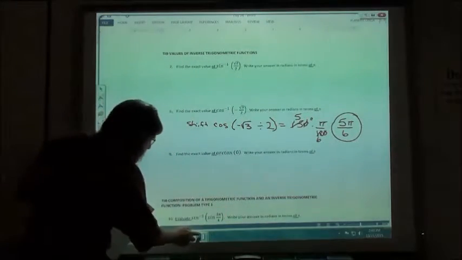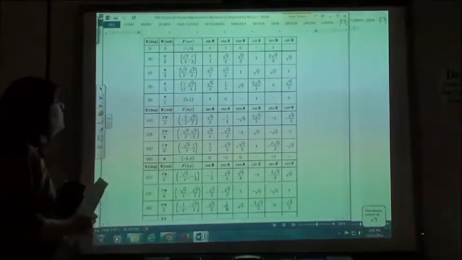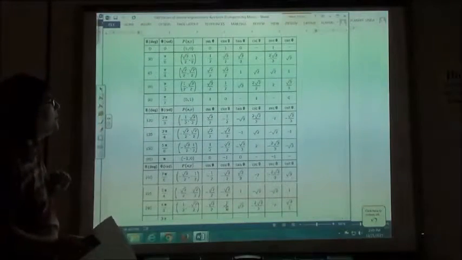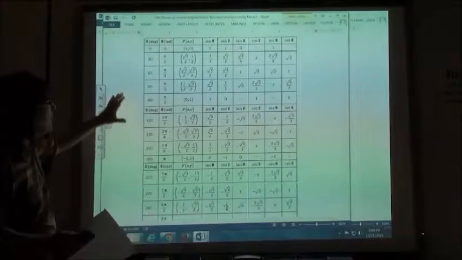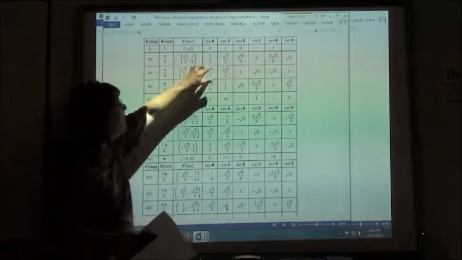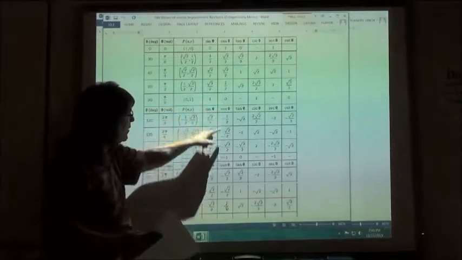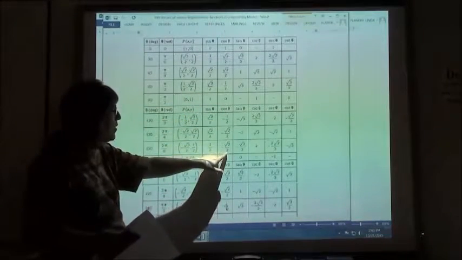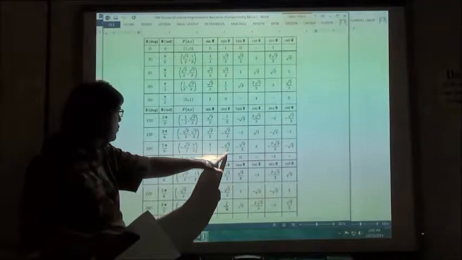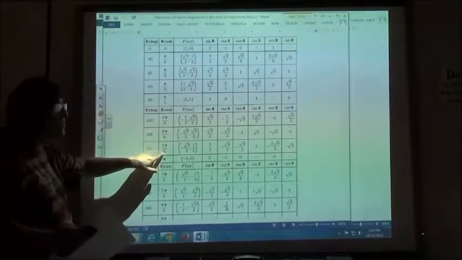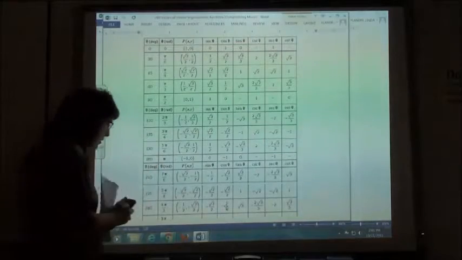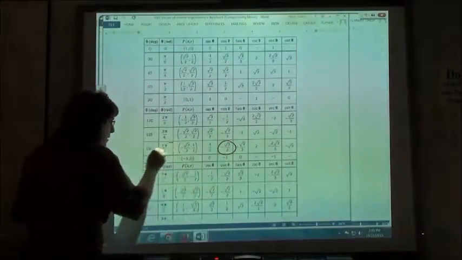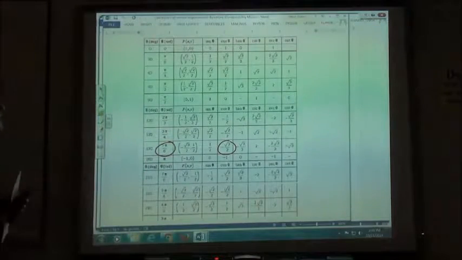If I'm doing the paper, I have to be in quadrant 1 or quadrant 2. I'm doing the cosine. The cosine is negative in quadrant 2. It's positive in quadrant 1. So I'm looking for where they have negative square root of 3 over 2. You can see right here negative square root of 3 over 2 corresponds to 5 pi over 6 on my table. So cosine 5 pi over 6.